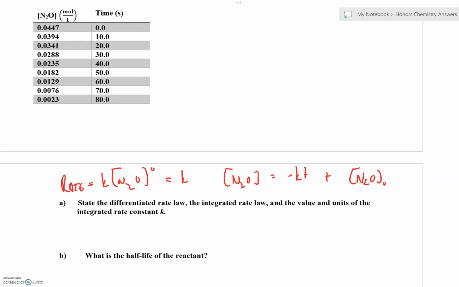So we'll pick a time. I'll just pick 10 seconds. We have a concentration of 0.0394. And so when we do this to solve for K, and let's take the negative sign with us, that means this is going to be N2O minus N2O at time 0 divided by negative time. And I took the negative sign with us, so just leaving it K. It doesn't really matter how you do it, because if you do it the slope way, you're going to get a negative K anyway, but we just want the raw value.